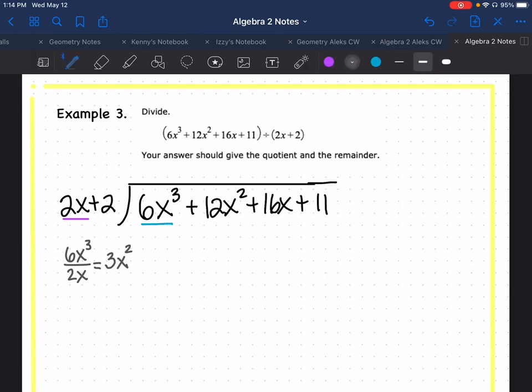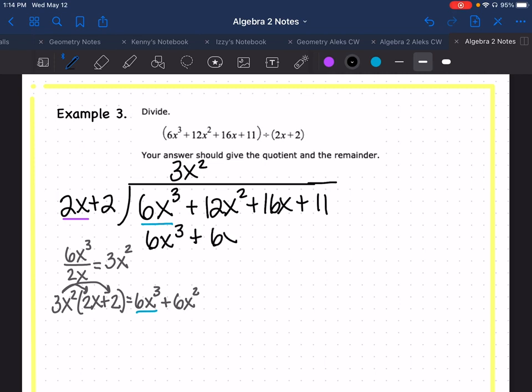All right, we're going to put that answer up on the top, but give me just a minute because I also have to think what is 3x squared times 2x plus 2. I have to go ahead and distribute it. I should get back my leading coefficient. This one should match that one, and it does. So that just tells me that I divided correctly. 3x squared times 2 is 6x squared. All right, so on the top, I'm putting 3x squared. And here I'm going to put the 6x cubed plus 6x squared.